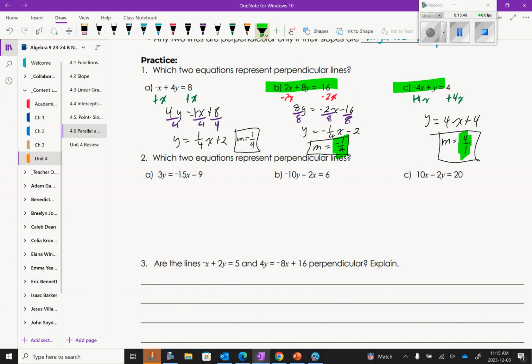Let's do it again. For part A here, equation A, all I do is divide by 3. -15 divided by 3 is -5. So the slope here is -5. And again, I'm going to write it as a fraction as -5/1.